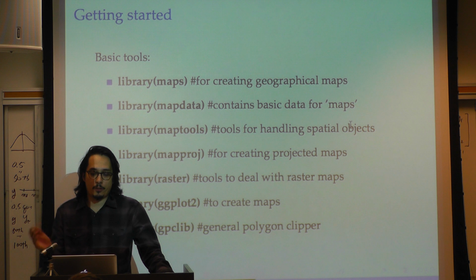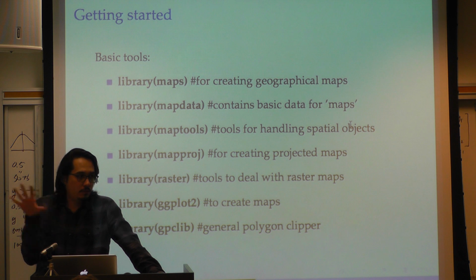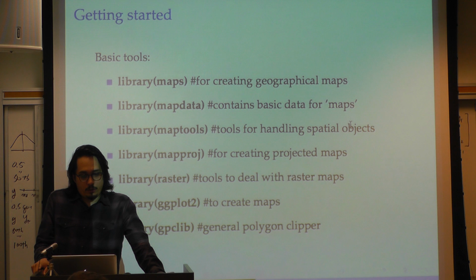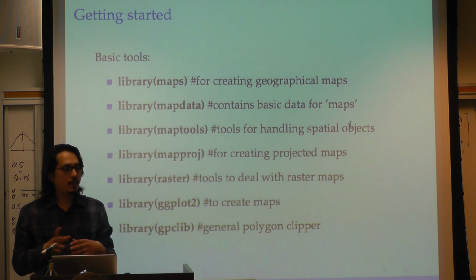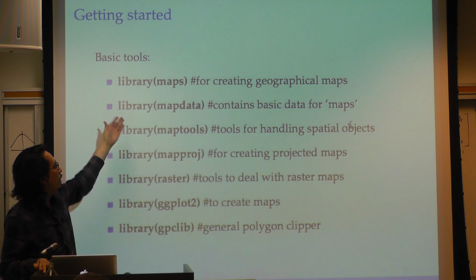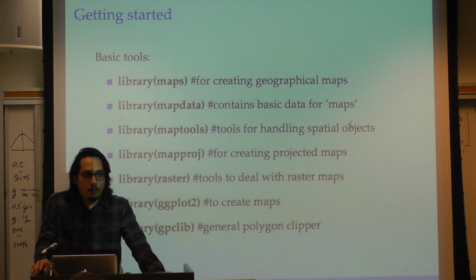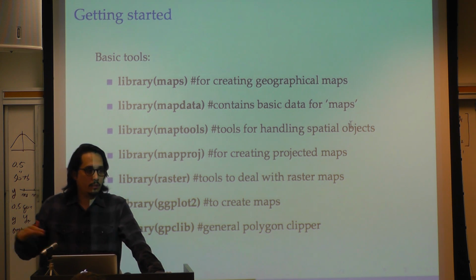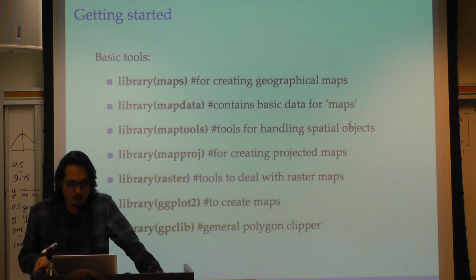What you usually use is the maps library, which is for creating geographical maps. This contains maps of the whole world. There is also the mapdata library, which contains basic data that go along with the maps library. The maptools library is probably the most common to create basic maps to plot data spatially.